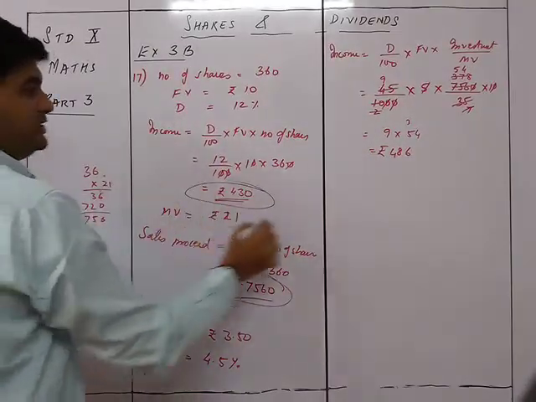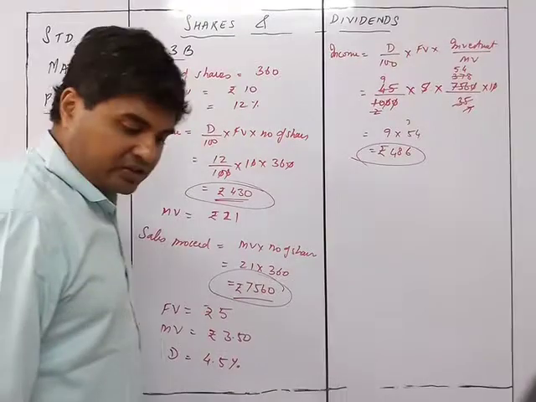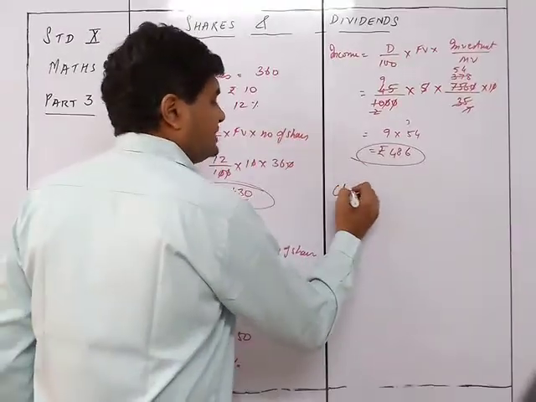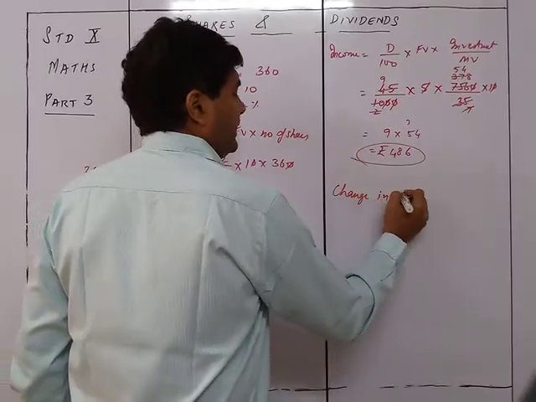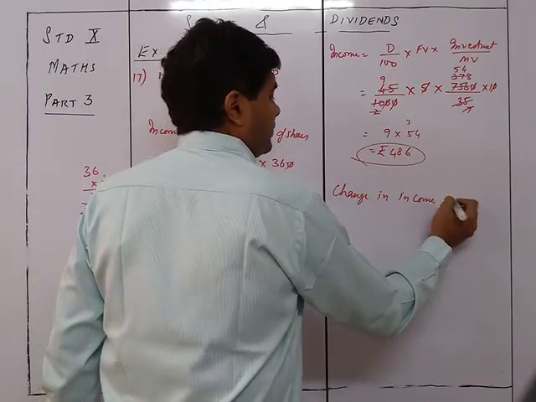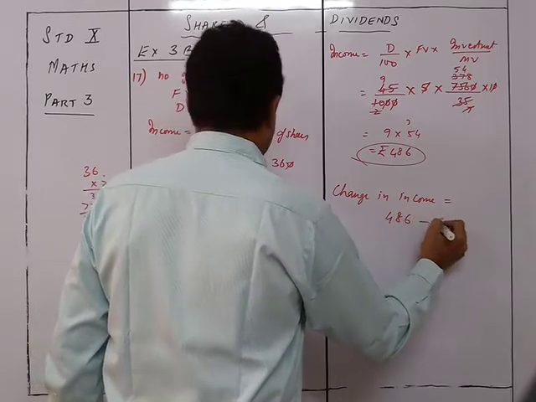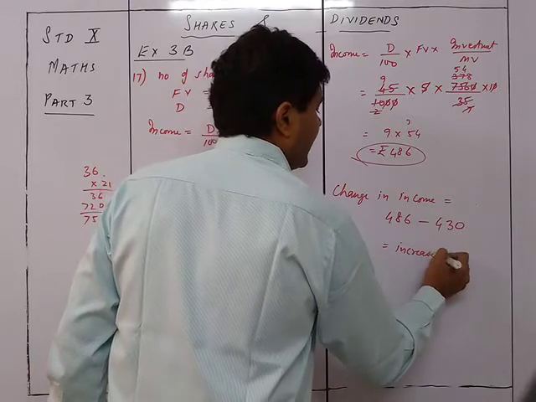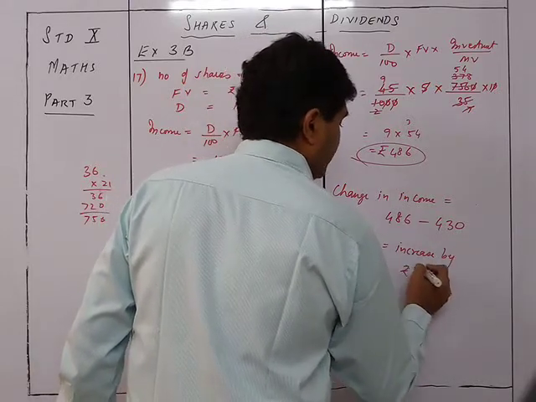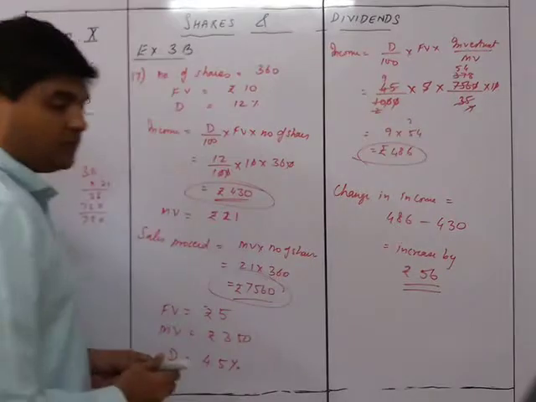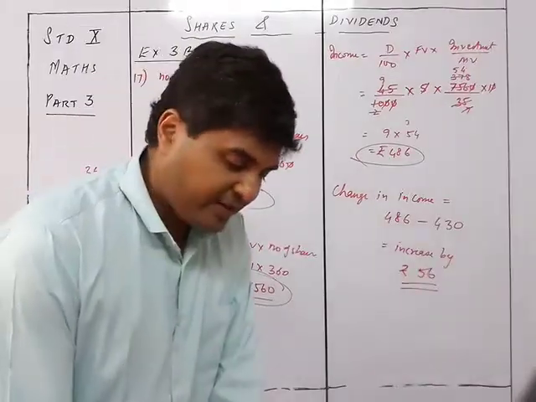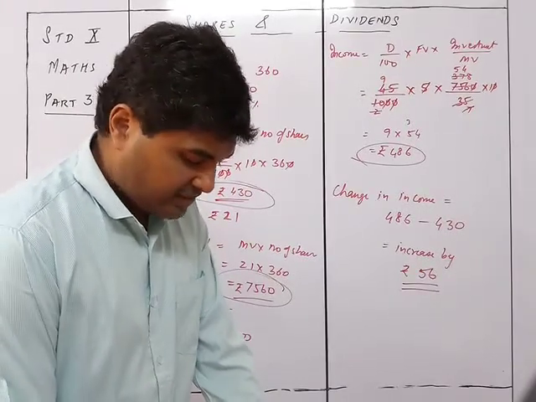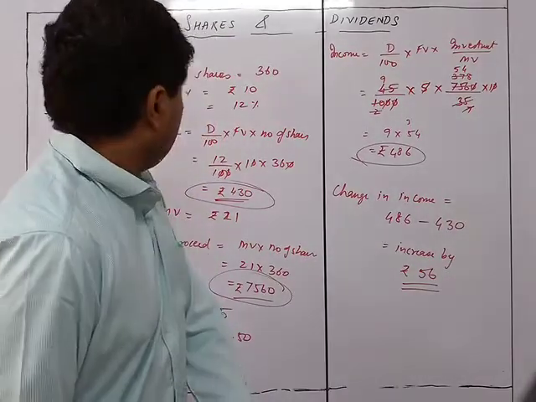Originally he was getting this much, now he is getting this much. So what is the question? The question is to find the change in his annual income. So change in income is equal to 486 minus 430, which is an increase of rupees 56. There is an increase of rupees 56 in his income by taking the new share. So that is sum number 17.